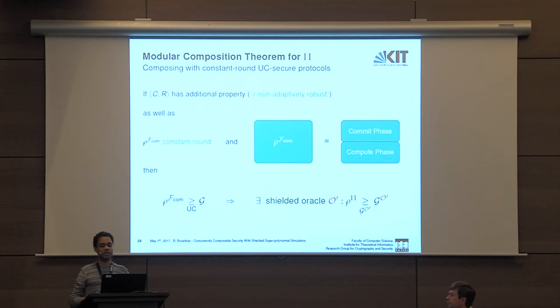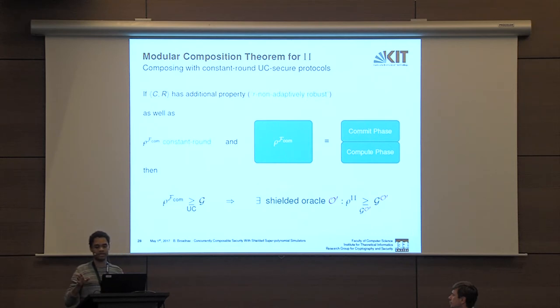Okay, next what we've shown is that if the underlying commitment scheme has an additional property, then one can do the following. Given a UC-secure protocol in the FCOM hybrid model that is constant round and can be broken down in two phases, a commit phase and a compute phase. In the commit phase, parties may only commit via calls to FCOM. And in the compute phase, arbitrary interaction is allowed, but not calls to FCOM apart from unveil messages.